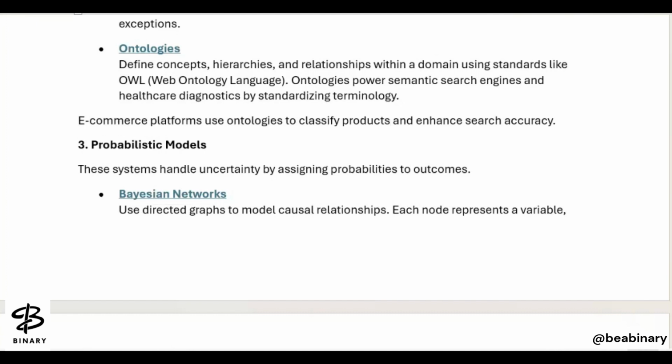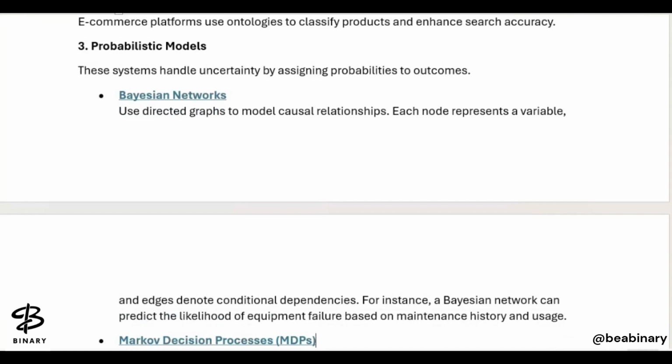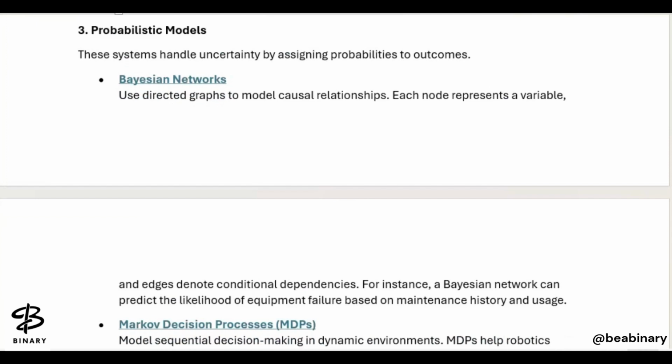Now, another knowledge representation is the probabilistic model. Now, what is the probabilistic model? As the name says, probability will be used. So here we are using different kinds of networks. What different kinds of networks are we talking about here? First, these systems handle uncertainty by assigning probabilities to outcomes. So different situations, different uncertainties will be there, and we will discuss their use cases also, where we use them. So what do you understand by probabilistic models?